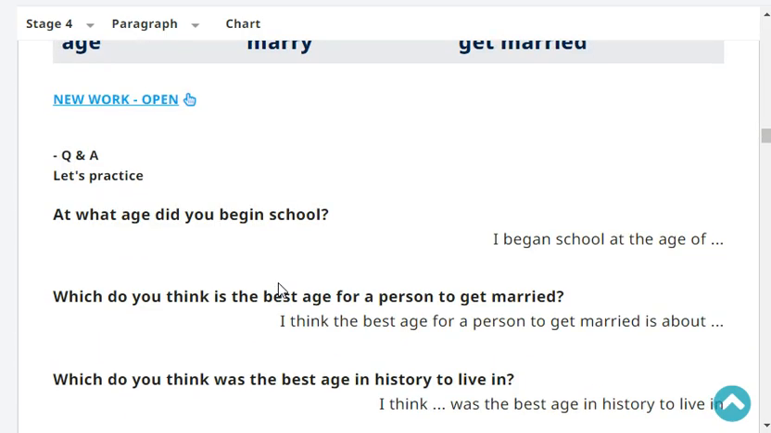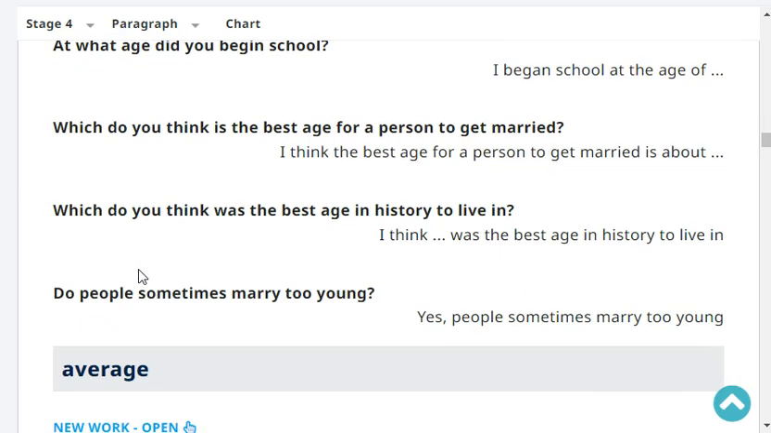At what age did you begin school? I began school at the age of 7. Very good. Which do you think is the best age for a person to get married? I think the best age for a person to get married is about 26. Very good. I did it when I was 21, very early.